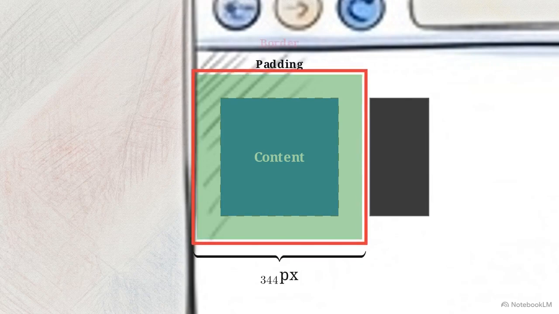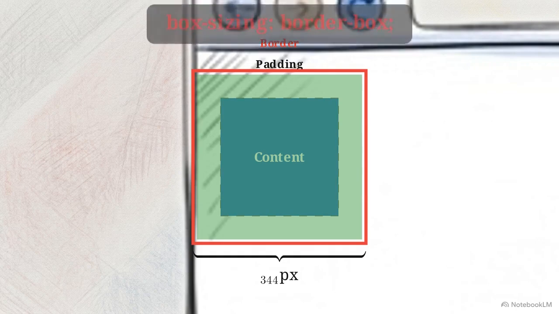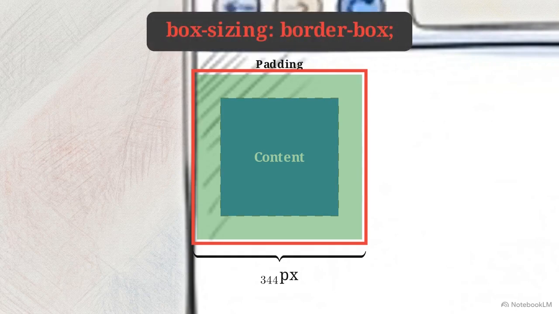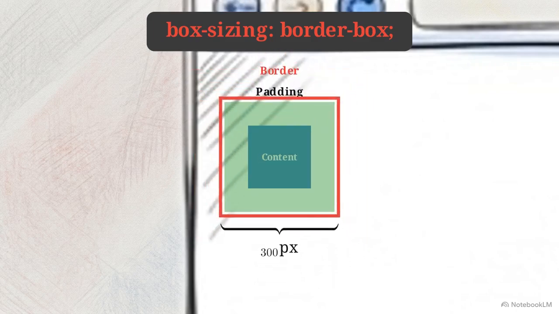By default, CSS adds padding and borders to the outside of the content. Adding 40 pixels of padding and a 4-pixel border makes the total width 344 pixels, often causing it to awkwardly break out of its layout and shift other elements. To fix this, modern projects use a global reset called box sizing border box. This rule forces the padding and border to grow inward. The total width stays exactly at your declared 300 pixels, and the content area inside shrinks to make room.